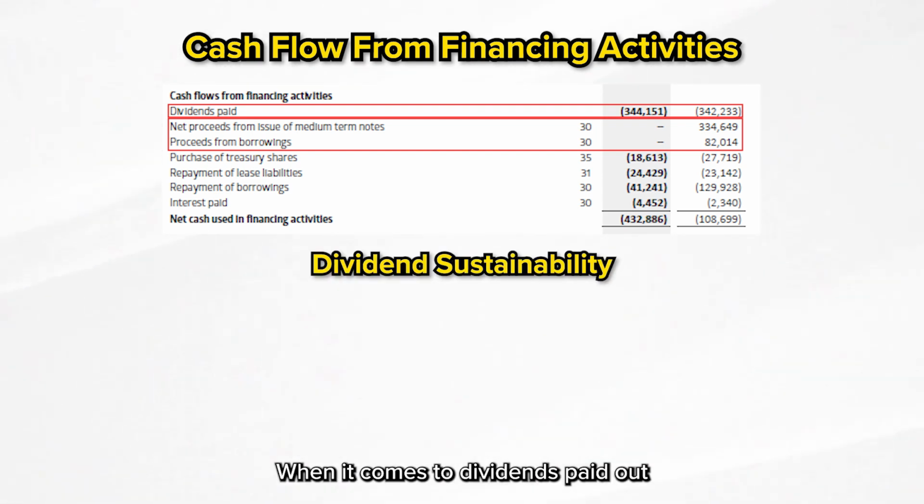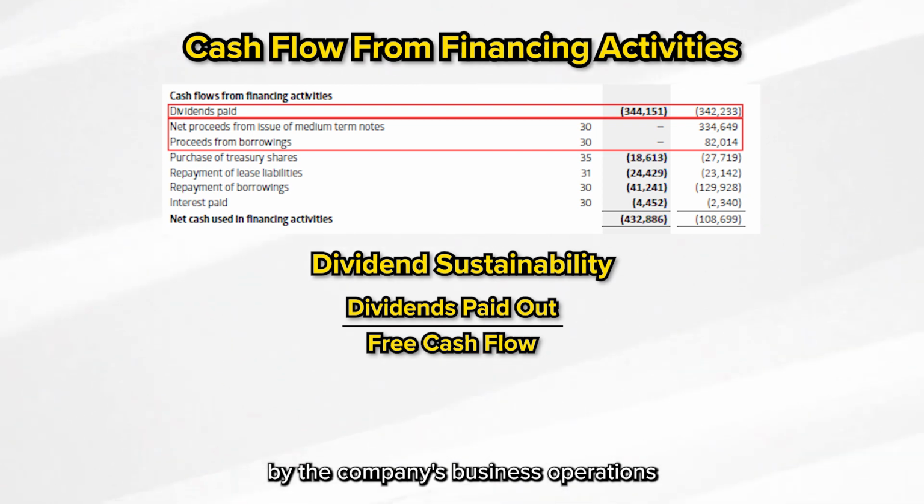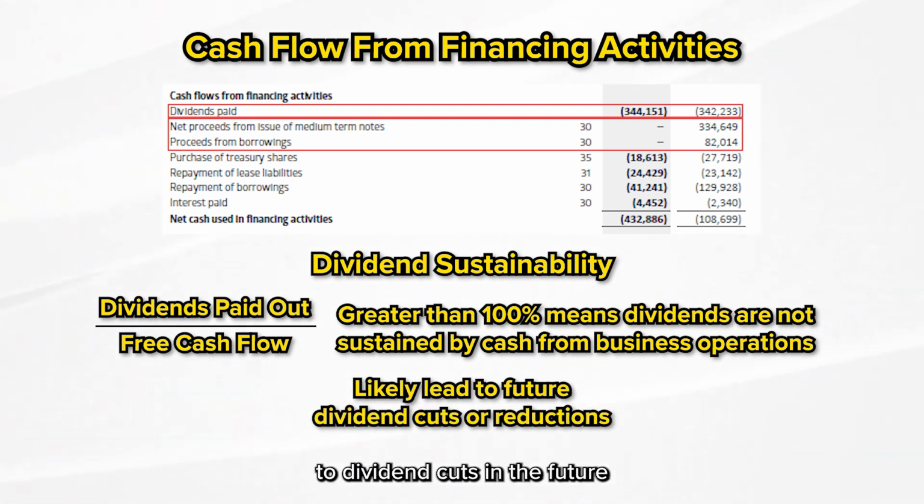When it comes to dividends paid out, it's always good to divide it by the company's free cash flow, as this will show you whether the dividends are sustained by the company's business operations. If it's more than 100%, it means that dividends paid out are not sustainable in the long run, and it most likely will lead to dividend cuts in the future.